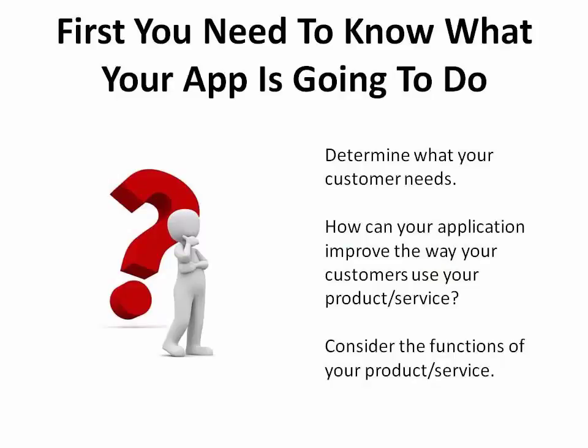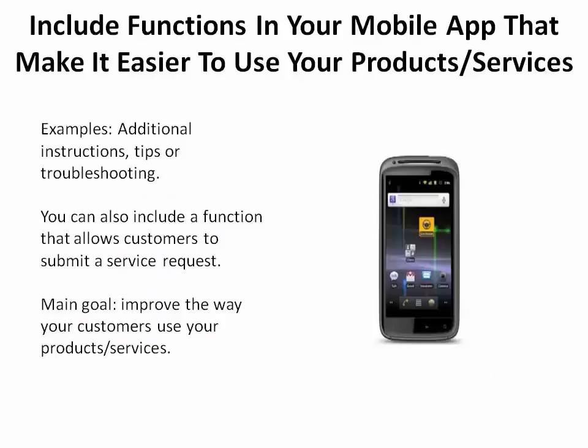But first, you need to decide what your application is going to do. The first step of reaching your target audience is to determine what they need. How can your application improve the way your customers use your product or service? Consider the functions of your product or service. For example, you could include functions in your mobile app that make it easier for customers to use your products or services. This could include additional instructions, tips, or troubleshooting suggestions. You could also provide a function for allowing customers to submit a service request. The main goal is to improve the way your customers use your products or services.